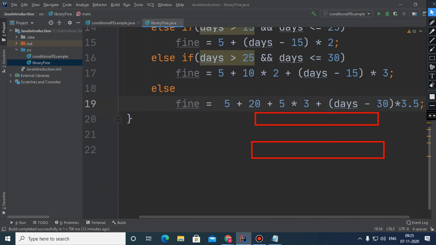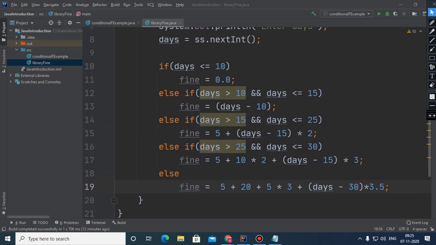So what I have done, children, this is for first 10 days and this is for greater than or equals to 10 to 15. This is for 15 to 25, and then it is 25 to 30, like that. So above 30 means here it will come here. This is for 11 to 15. This is for 16 to 25. This is for 26 to 30, and this is for the remaining days. So this is how we have calculated the fine.